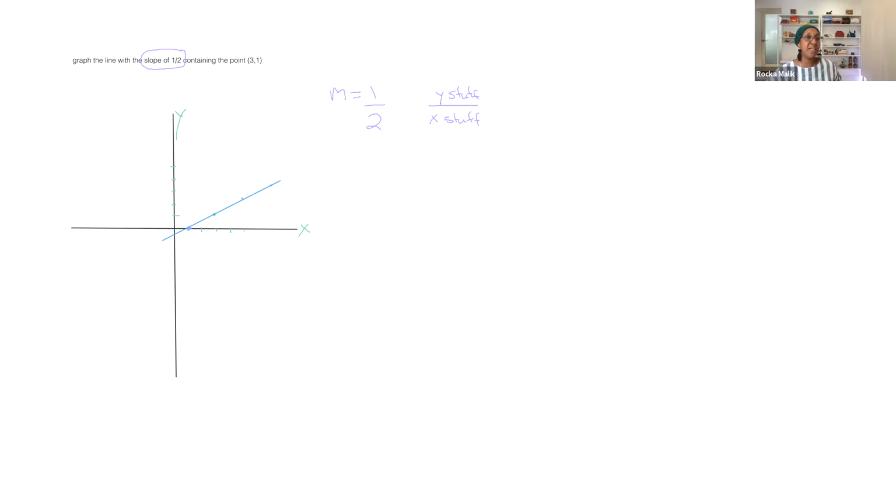Tell me that's not awesome. That is awesome. That I can draw a line without doing a lot of work. Without doing all of the pages and pages of work we did, we got the graph.